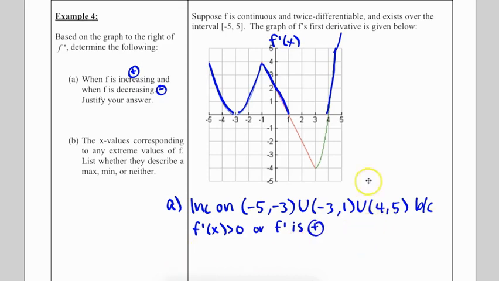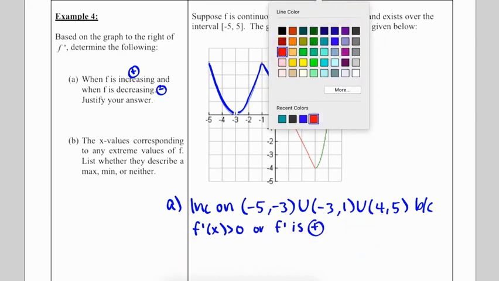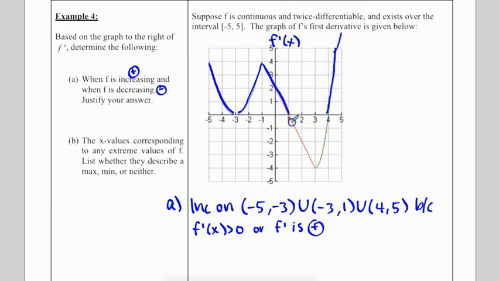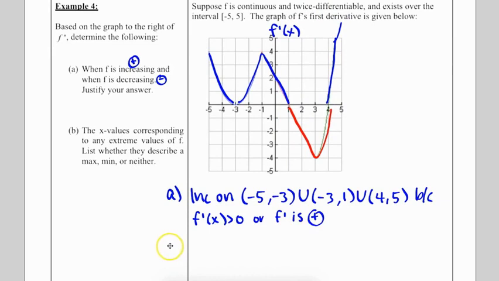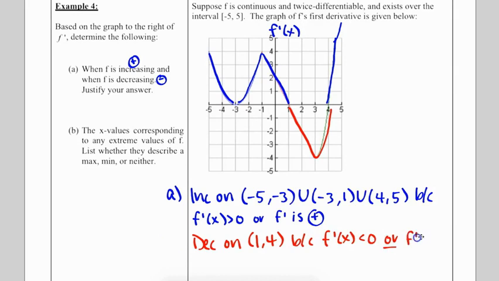And then it wants us to find decreasing, so okay, we're going to be decreasing wherever it's below the x-axis. So from 1 to 4. And we knew that it was decreasing there because either f prime of x is less than 0, or because f prime is negative. So either one really works there.